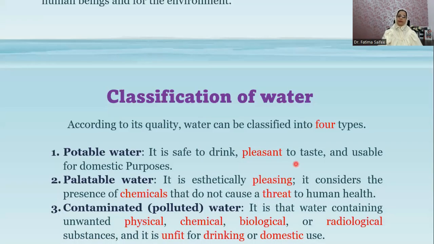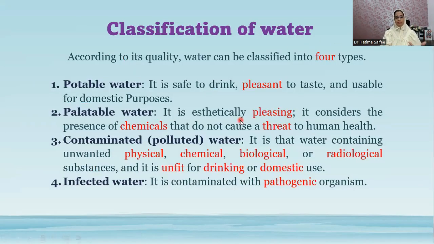Some contaminations will be hazardous to the environment as well as to our body. We can classify water in four ways. Potable water is what we use for drinking purposes. Palatable water is aesthetically pleasing; even if chemicals are present, they will not pose any threat to human health.